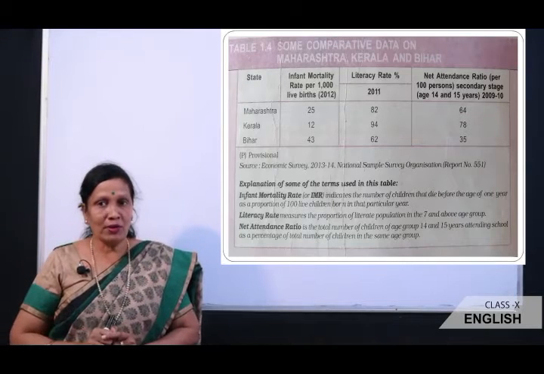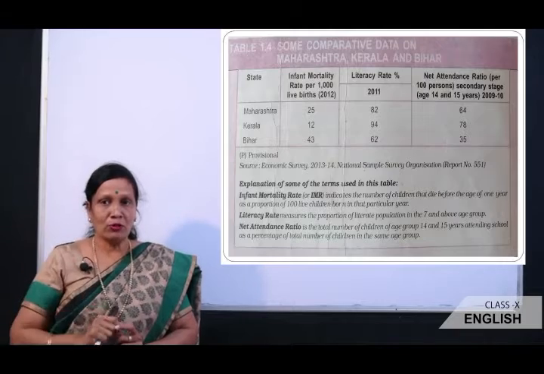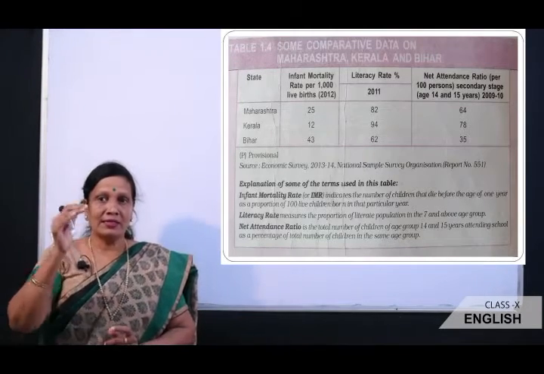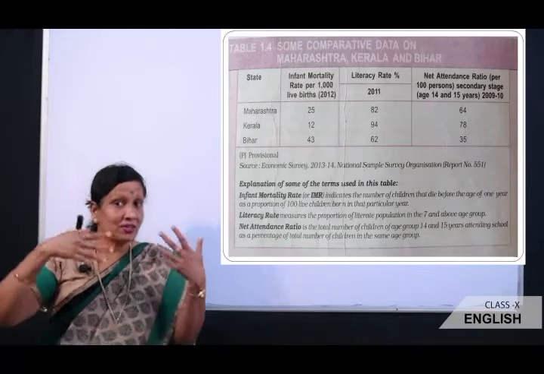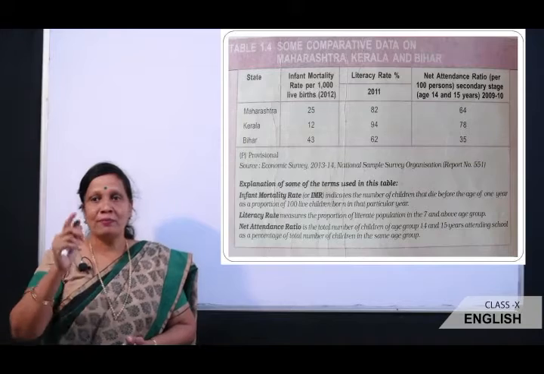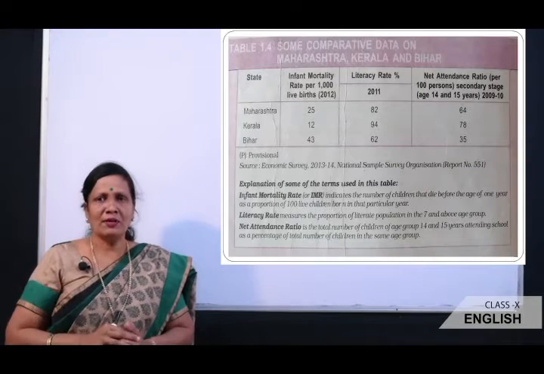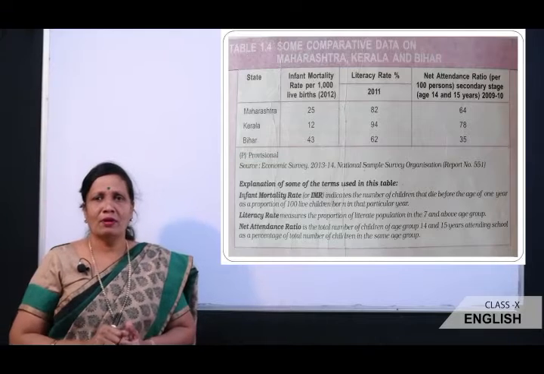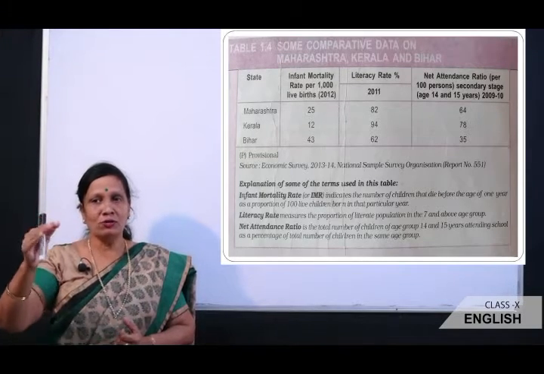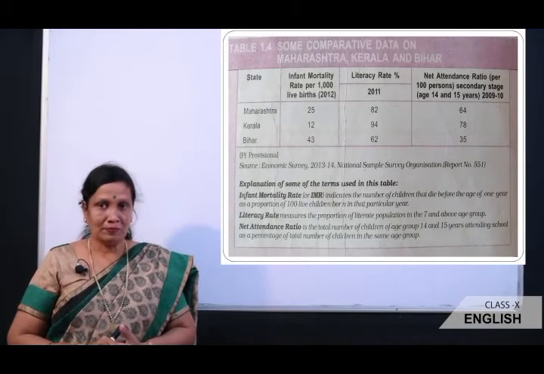In the same way, if you look at Maharashtra, the infant mortality rate is a little bit higher than Kerala, that is 25, or you can say double the number. And then the literacy rate is also a little bit higher than, you can say, Bihar. Then you look at the attendance, it is also higher than Bihar.